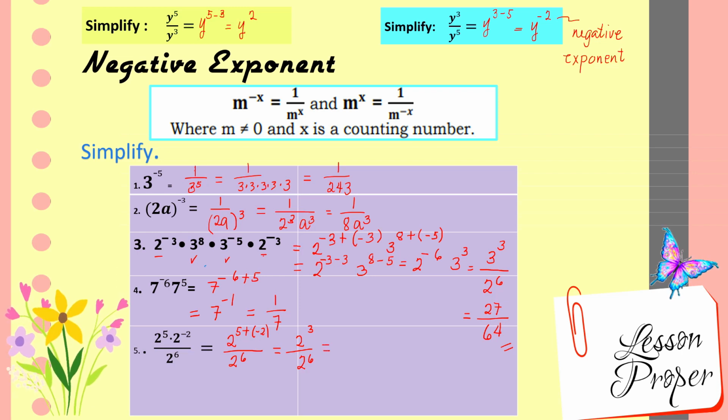And this time, you will have now the quotient rule. In quotient rule, copy the base and then subtract the exponent. So, in subtracting the exponent, you will have 3 minus 6 is negative 3. Again, you will have now a negative exponent. In getting the negative exponent, para maging positive, kunin natin yung kanyang reciprocal by putting the value to the denominator as 2 raised to 3. And 2 raised to 3 is 8. So, the final answer is 1 over 8.